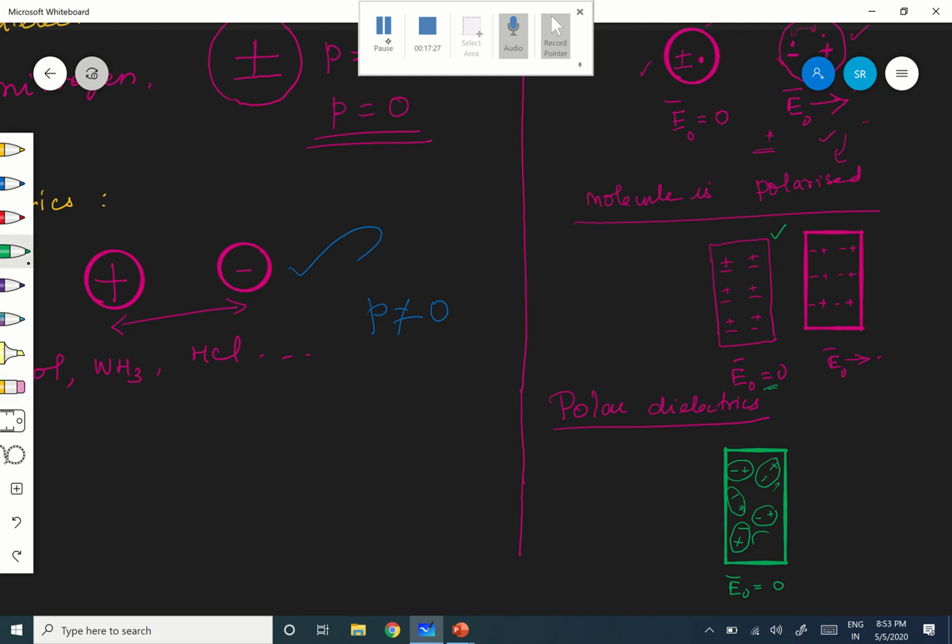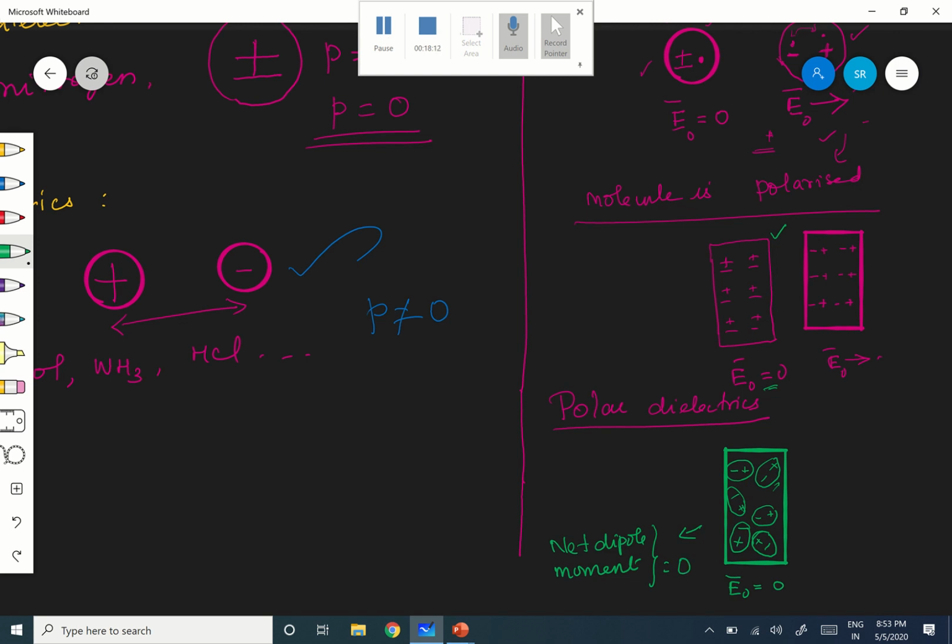Because of that, the dipole moments point in different directions, they are randomly oriented. Therefore, what is the net dipole moment of this dielectric? What is the net dipole moment of this full slab, if you take it, because of the randomness? It is also called dipole moment density. Net dipole moment of the full slab is nothing but equal to 0.